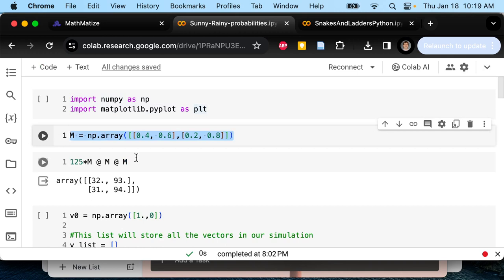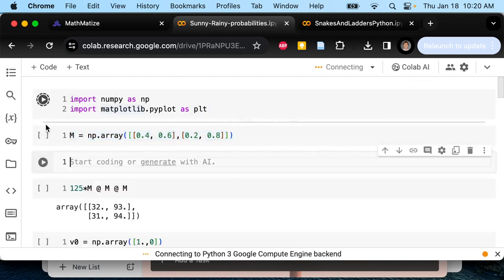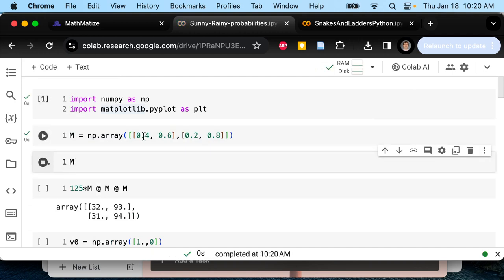Then I made the matrix M, which is exactly the matrix we had before, 0.4, 0.6, 0.2, 0.8, which is 2/5, 3/5, 1/5, 4/5. I probably have to run everything again because the computer went to sleep, but why don't we ask it to output M so we can make sure that it is doing what we think it's doing. That's always a good check.